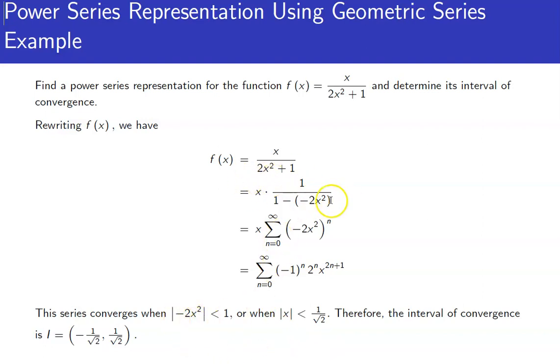The input, however, is negative 2x squared. So this series will converge so long as the absolute value of negative 2x squared is less than 1. That tells us that x squared has to be less than a half, and then taking the square root of both sides tells us that the absolute value of x has to be less than 1 over root 2. So our interval of convergence then is the interval from negative 1 over root 2 to 1 over root 2.